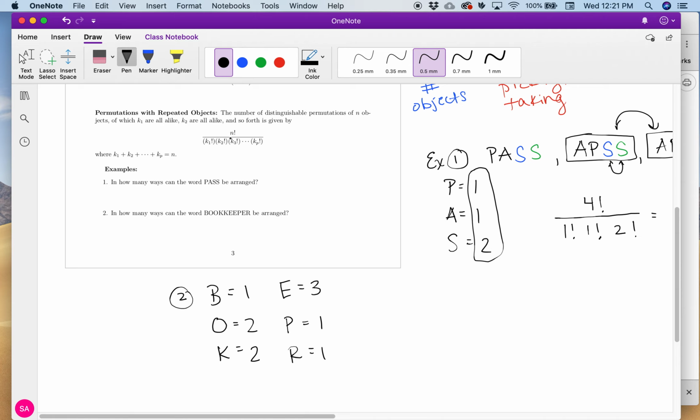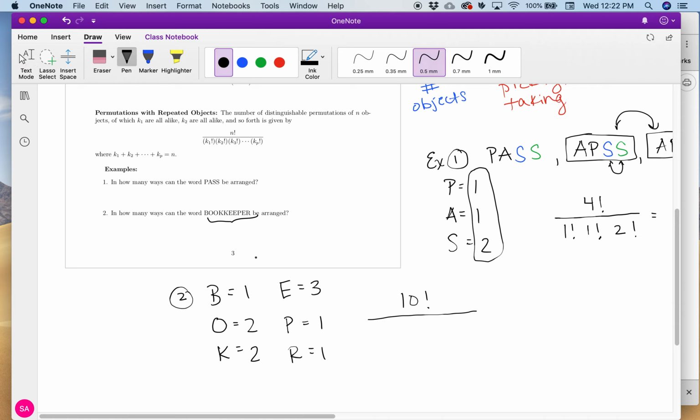So on top, again, it's the total number of letters. And in this example, if you count it out, there are 10 letters. So on top, we're going to have 10 factorial. But then we want to take out all those repeated orderings, in case we just switch these 2 E's, or we just switch these 2 K's. So you could, again, list out the 1 factorial, 2 factorial, 2 factorial, 3 factorial, 1 factorial, 1 factorial. You can list all of that out.